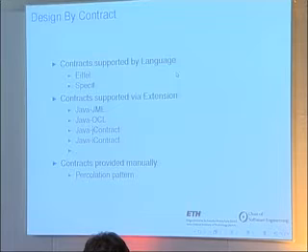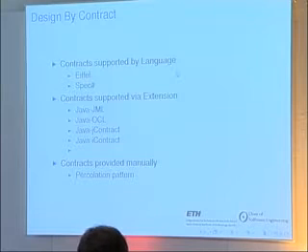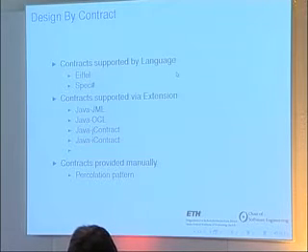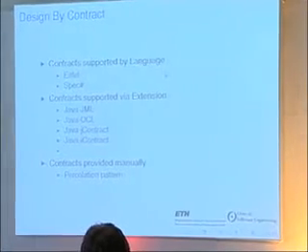Now, this is applicable whenever you have a language that supports contracts natively, namely the Eiffel language, or more recently, Microsoft has developed a language called Spec#, which is essentially C-sharp with those contracts. But you can also apply it to languages where you introduce those contracts as extensions. For example, there's a set of extensions for Java, like JML, OCL, there's a tool, I think, JContract, iContract, and many more of these. And of course, you can also just provide them manually using things like the precolation pattern.